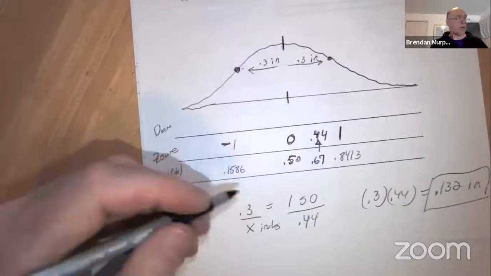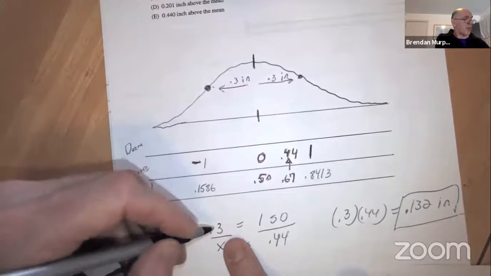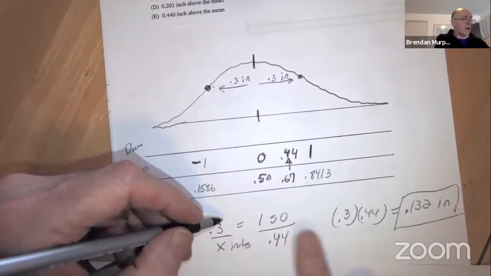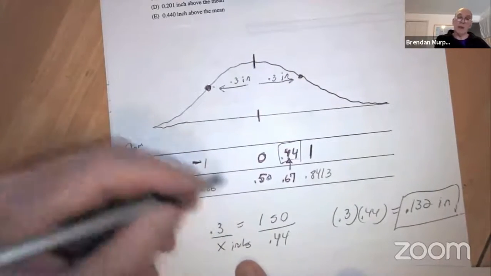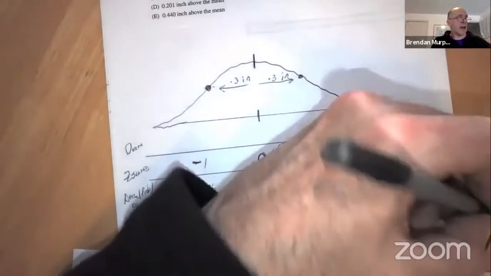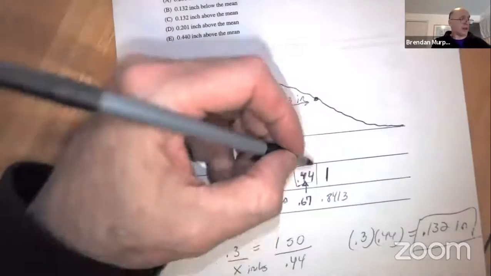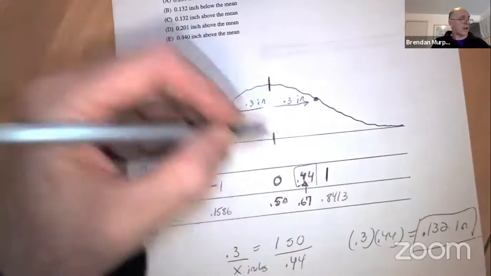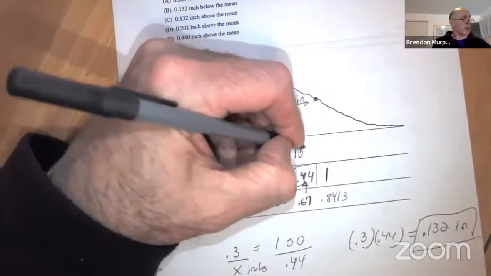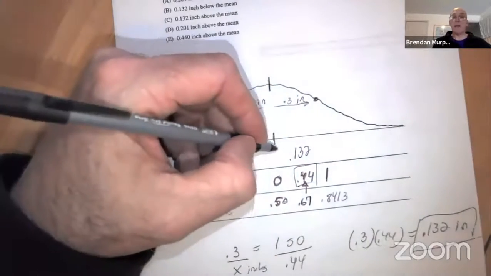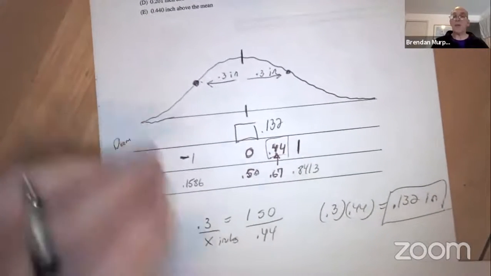So down here, I just set up a simple proportion. I said, well, I know that one standard deviation is 0.3 inches. So 0.44 standard deviations is how many inches? I cross multiplied, did a little math, and I got 0.132 inches. So if you're at the 67th percentile, your z-score is 0.44, and you're 0.132 inches greater than the mean, and I still have no idea what that number is. So that's a nice little problem.